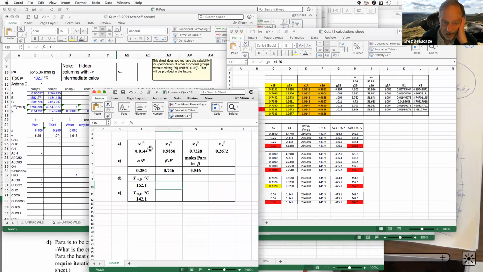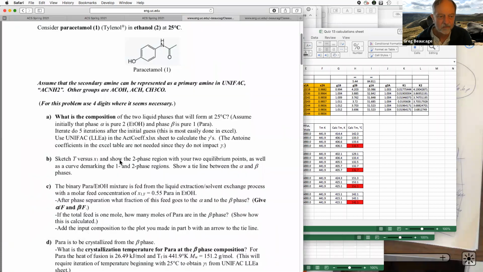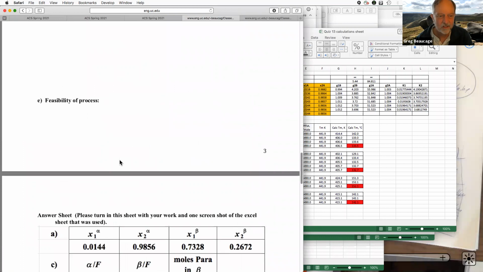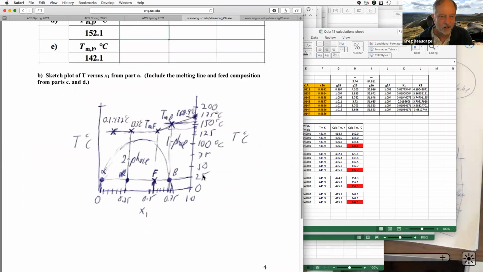And then once you have those, use the phase diagram to figure out what these A by F and B by F are. I think almost everyone got these. Let's see, there's a sketch of it. So you have the alpha and beta, and then you're feeding at 55%. So the beta by feed is going to be alpha, F minus alpha divided by beta minus alpha. And then the alpha is going to be 1 minus that.